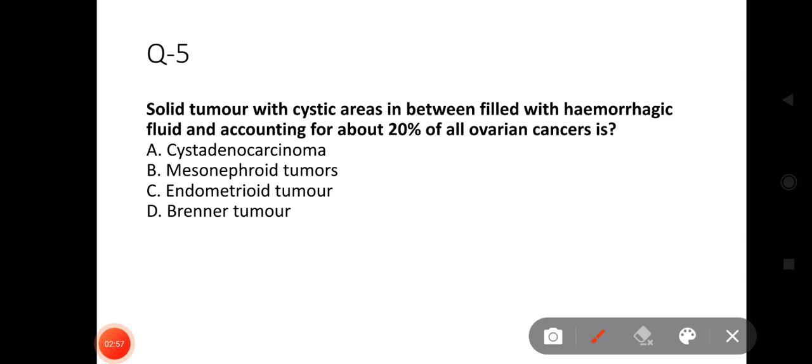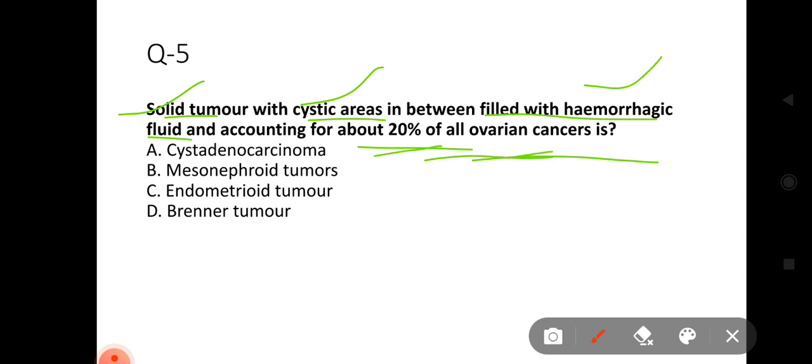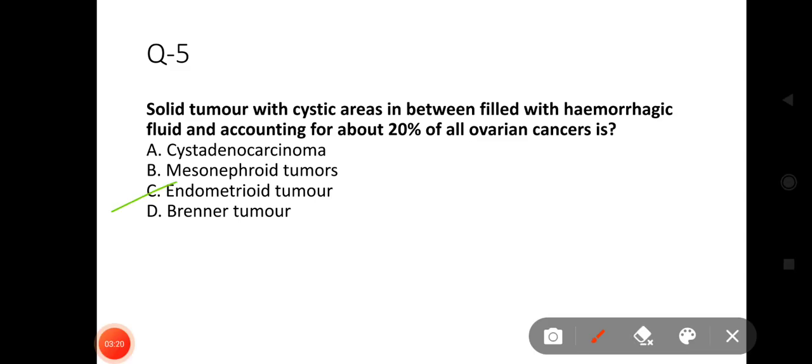Next question, solid tumor with cystic areas in between filled with hemorrhagic fluid, accounting for about 20% of all ovarian cancers. So what are the important points in this question? Solid tumor, cystic areas filled with hemorrhagic fluid, and about 20% of all ovarian cancer. The options are cystadenocarcinoma, mesonephroid tumors, endometrioid tumors or Brenner tumor. The correct answer is C, that is endometrioid tumor. For endometrioid tumor, you should remember these points. This tumor is solid, cystic areas are present and filled with hemorrhagic fluid, and it accounts for around 20% of ovarian cancer.